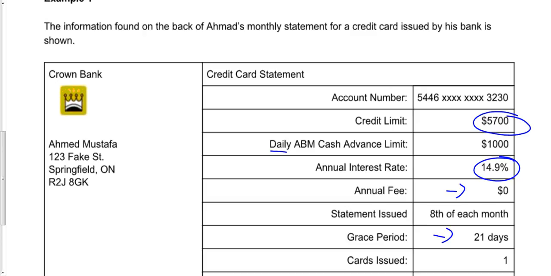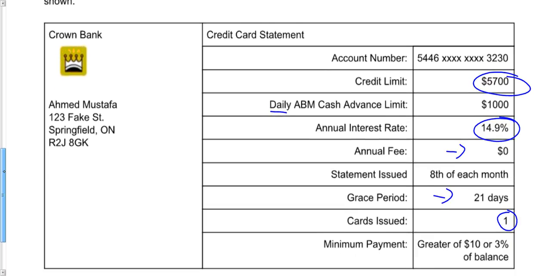Okay, this is important. The number of cards issued. One, you want to know how many cards are issued in your name because you don't want to be the victim of identity fraud or bank fraud, and so it's important to know just how much credit you have sitting out there.